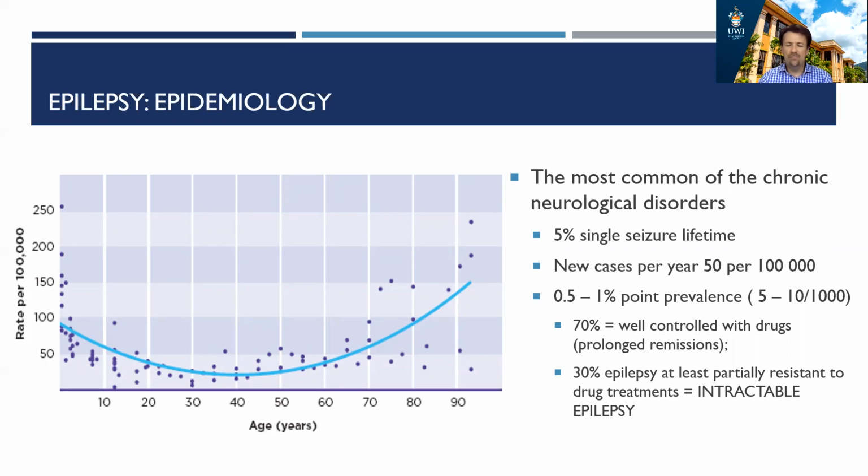Advances in drug treatments now mean that the majority of persons, 78%, can be well controlled with the drugs available to us. However, unfortunately, there's still a sizable portion of persons who have intractable epilepsy, epilepsy that is resistant to drug treatments, and we still have not been able to work out how to fully manage these persons.